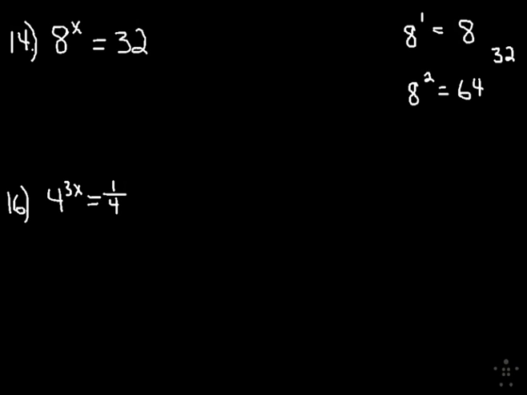So what you're going to do here is, if you can, try to get the base powers to be the same. And these, fortunately, are. 8 is really just 2 cubed, and that's to the x power. And 32 is really just 2 to the 5th power. 2 times 2 times 2 times 2 times 2 is 32.